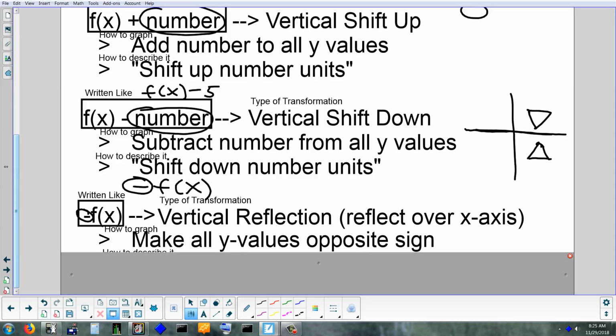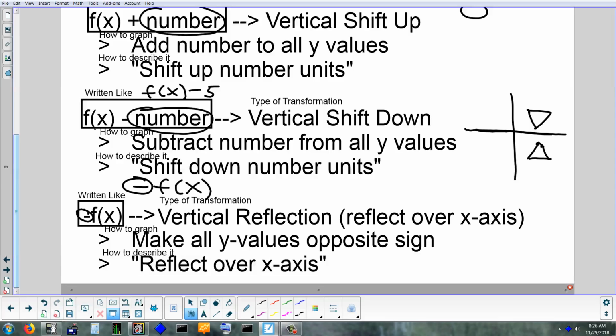And the way you describe it, there's a couple ways. I heard someone say flip earlier. Flip is fine. Or reflect over the x-axis. Either way. X, that's your y.